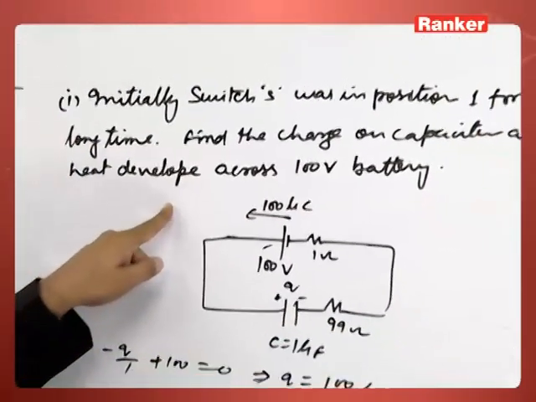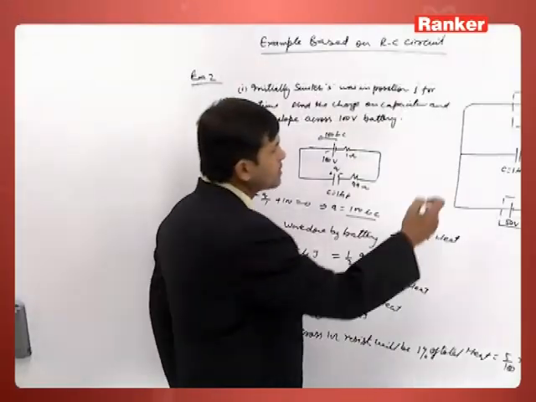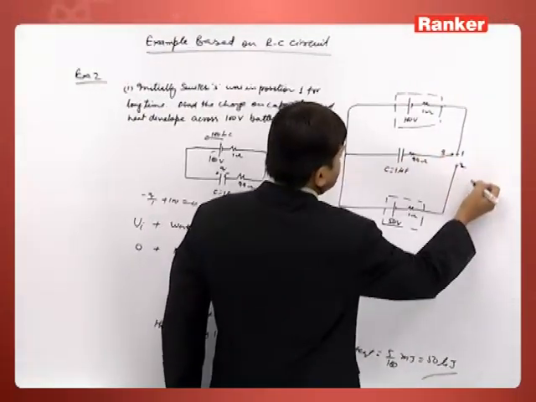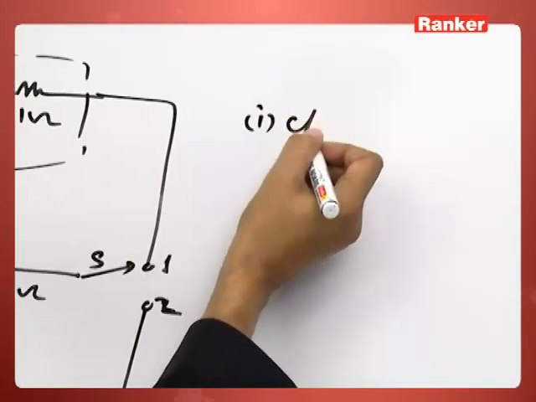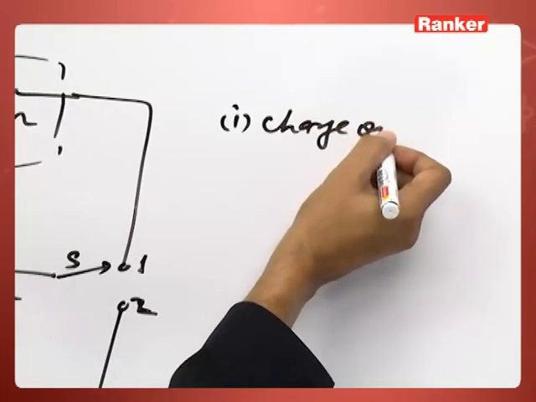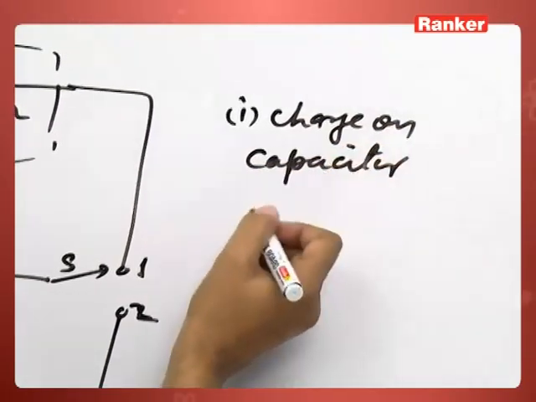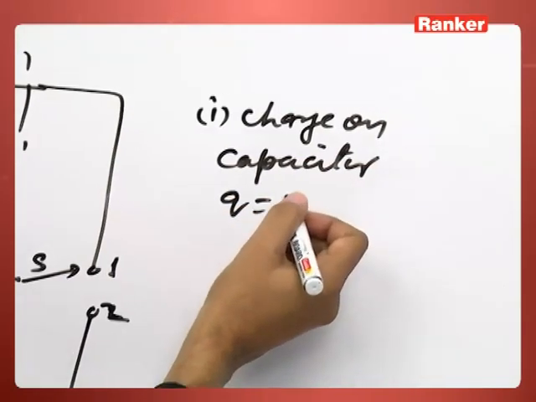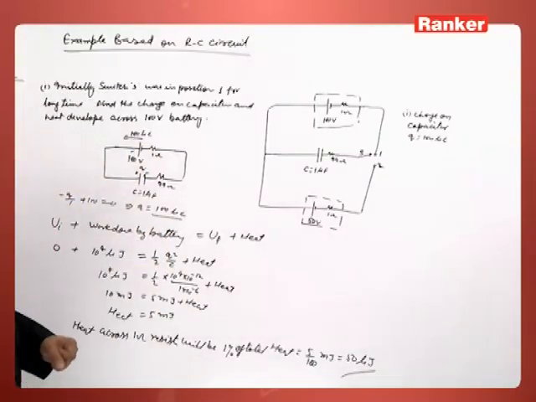So from the first part, we will keep the charge value Q here. The charge on the capacitor, from the first part we can write, charge on capacitor Q is 100 microcoulomb. That we have to remember.